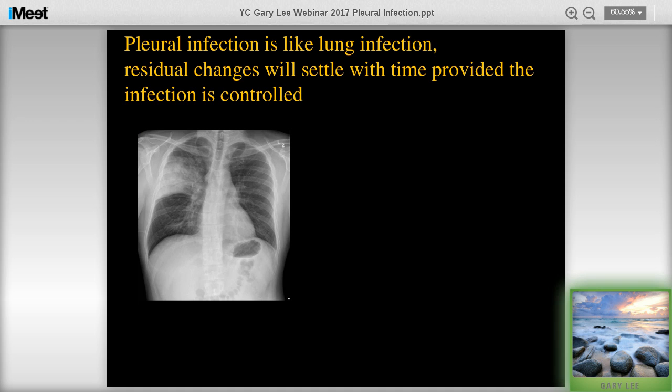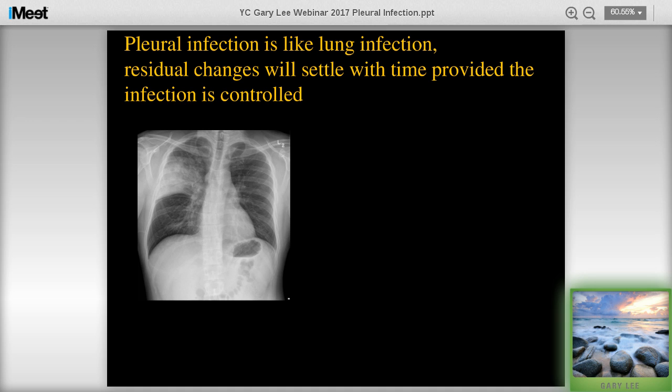He just had a right upper lobe pneumonia. And the purpose of showing you this case is that I want to emphasize that pleural infection, we should view them like lung infection or pneumonia, and that residual changes will settle with time provided the infection is under control.